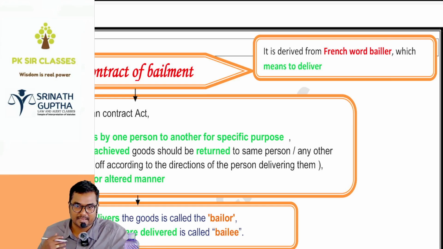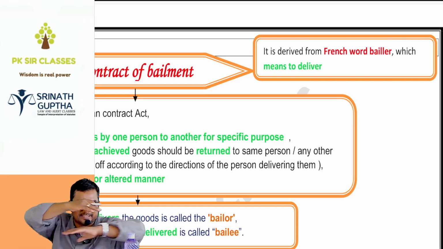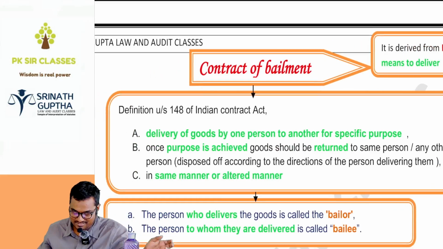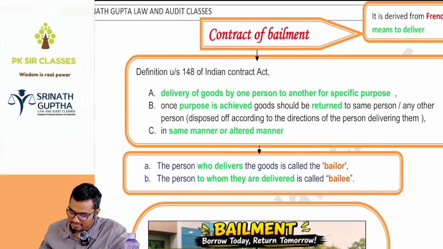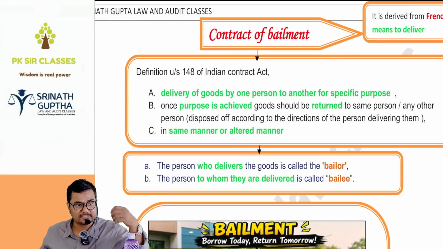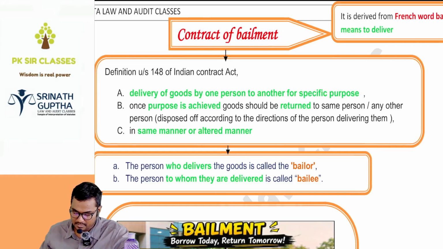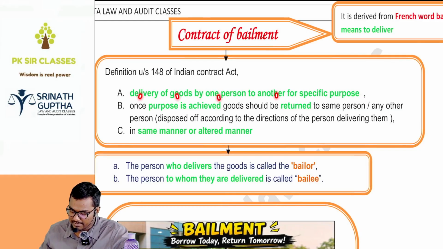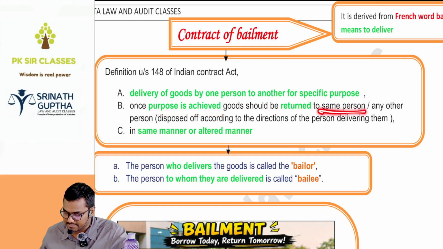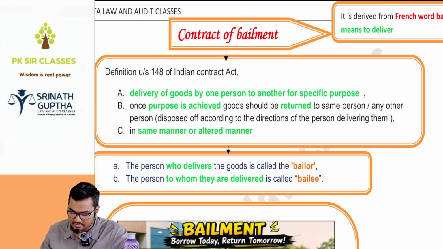Bailment means delivery of the goods by one person to another for a specific purpose. Which purpose? The purpose can be any purpose: stitching, repair, using, ornamenting, changing, है ना? Delivery of the goods by one person to another for a specific purpose. Once the purpose is achieved, goods must be returned to the same person or disposed of according to the directions of the person delivering.